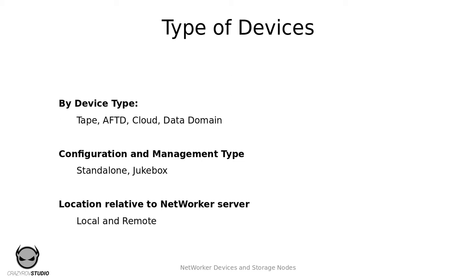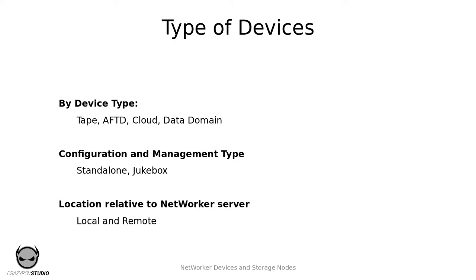Depending on the location of the device from the NetWorker server, it is categorized as local or remote. A local device is a device which is locally connected to your NetWorker server, and a remote device is a device which is configured or connected to the storage node. We'll talk about what storage nodes are in the next slides.